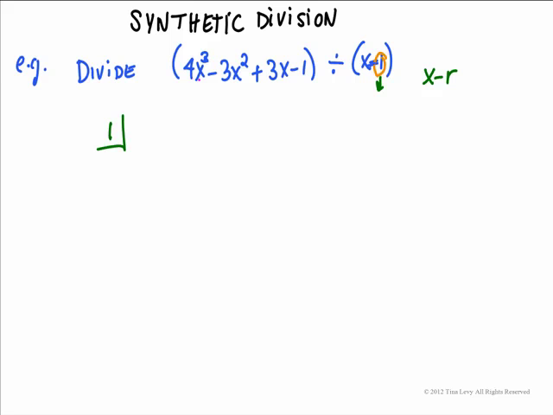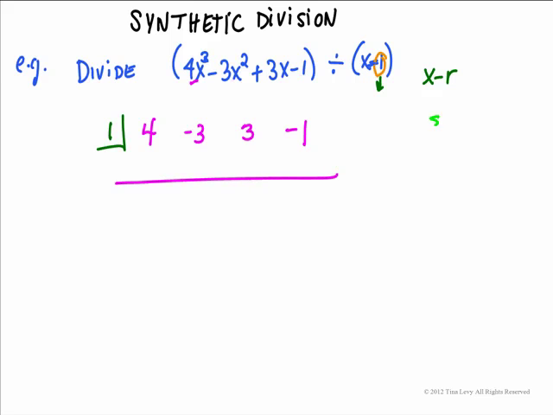And now in descending order, not to miss any power of x, we go like this. The coefficient of x cubed is 4. The coefficient of x squared, negative 3. The coefficient of x, positive 3. The constant, negative 1.